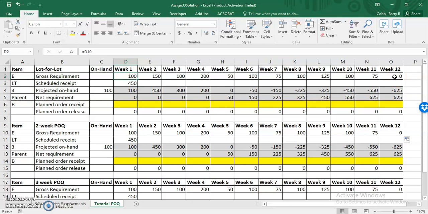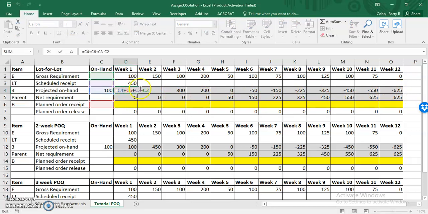For item E, there was also a scheduled receipt in that example of 450 units in week 1, and there was a projected on-hand balance of 100. All of the other formulas in the template are set up as in previous examples.